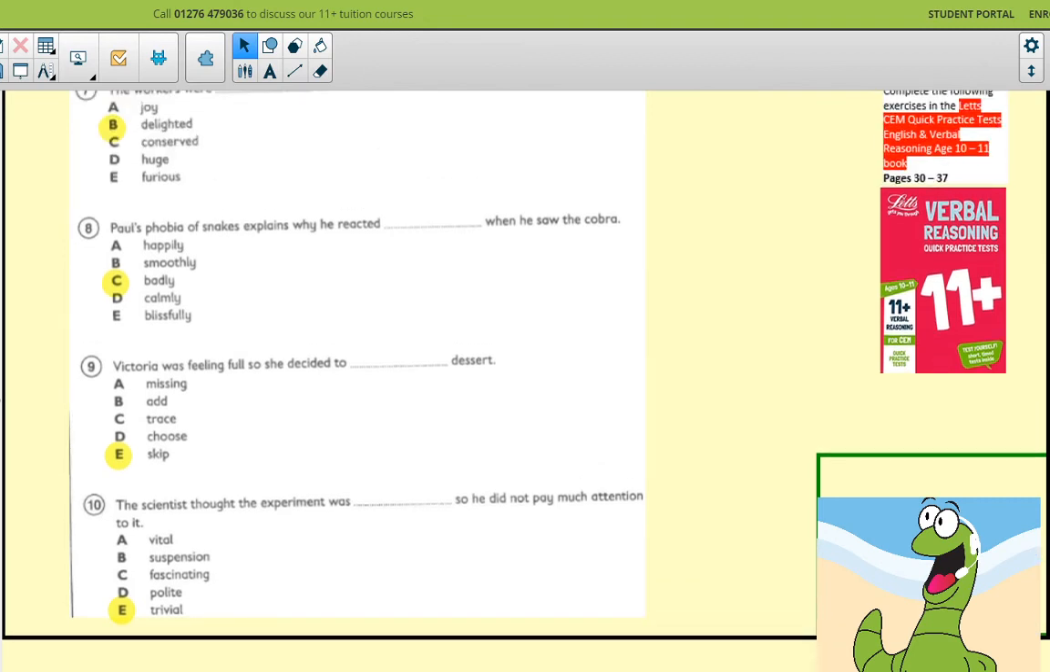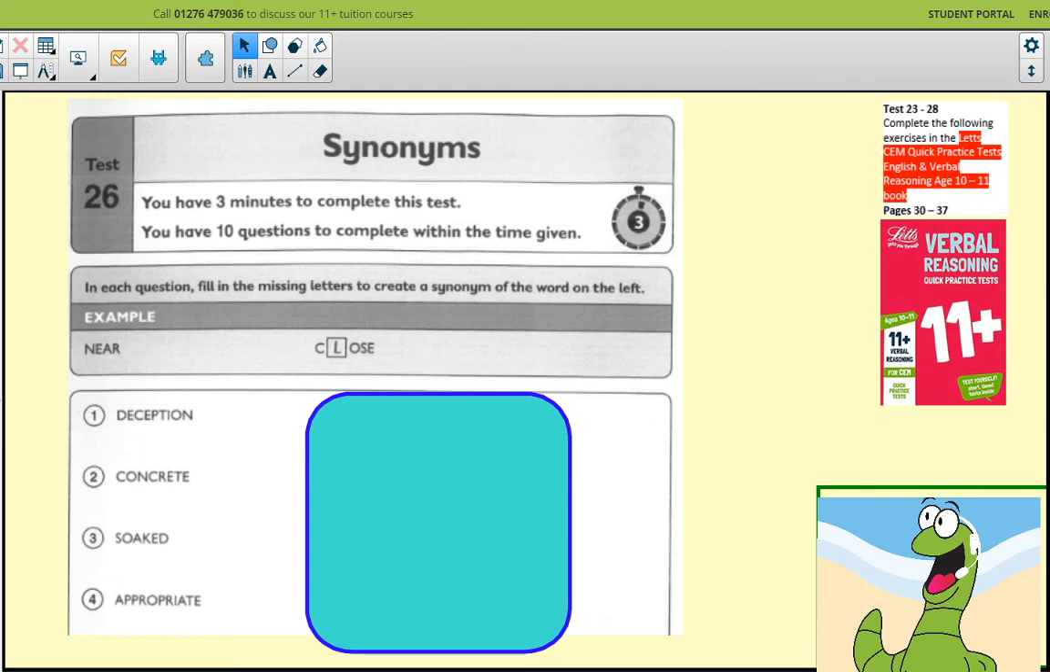Again, might be a new word for you. Trivial means kind of beneath him. He didn't think it was worthy of his attention. Well done, everyone. You're doing very well, I am sure.